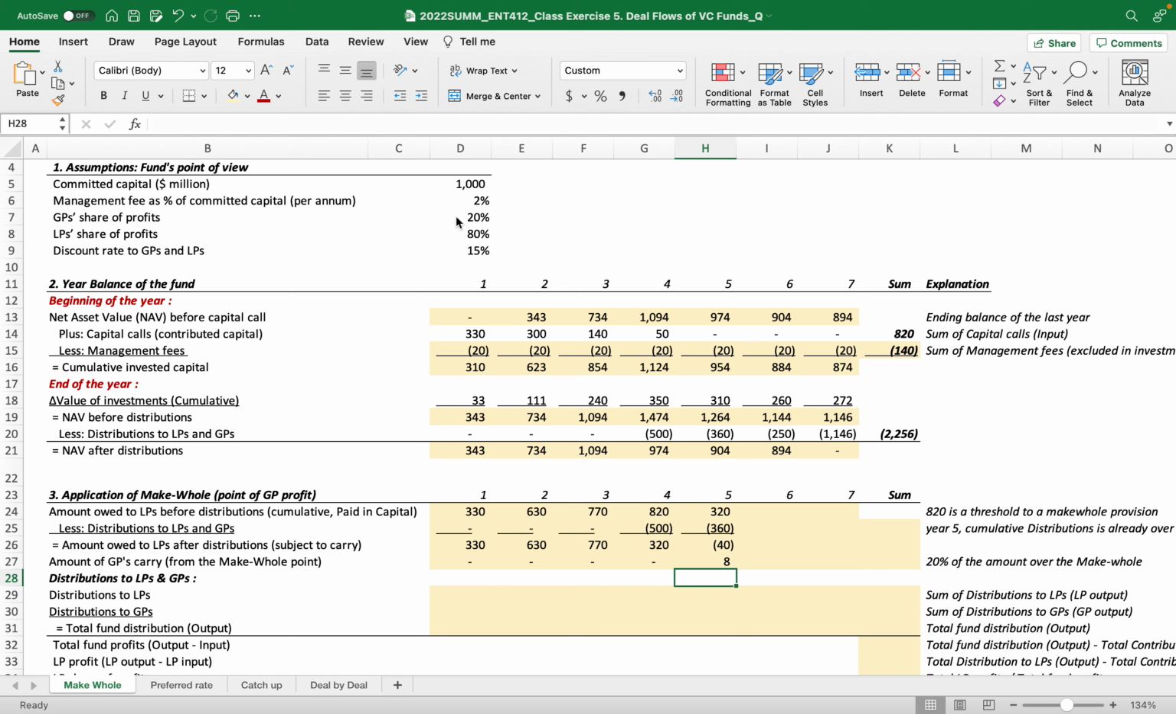So 8 million is now the profit sharing, or the make-whole point for the GP's carry. Got it? Okay. Then the point, one more time, is here. How much is the amount owed? If I just drag 40, there's no amount owed to LPs, because 820 is covered fully between these years, right? So it must be just 0.